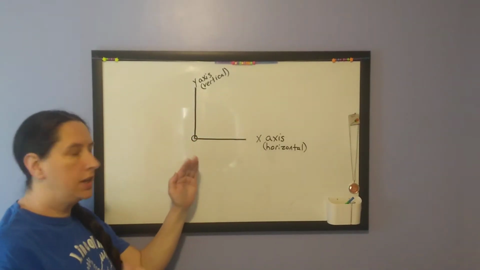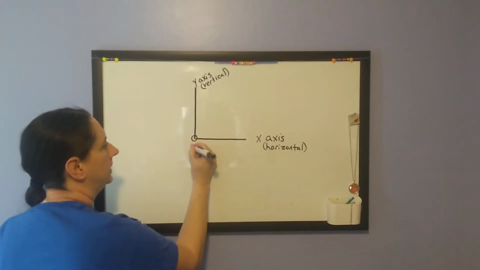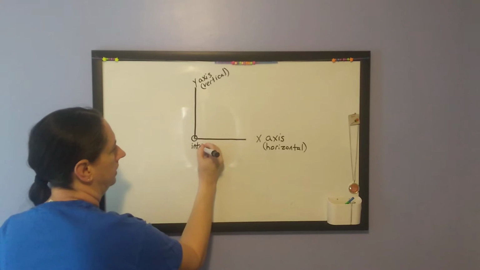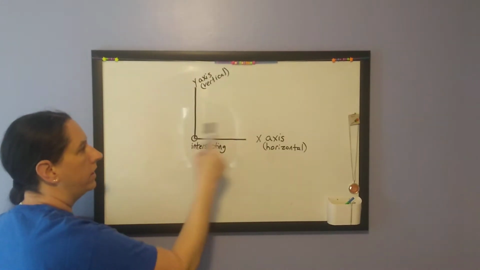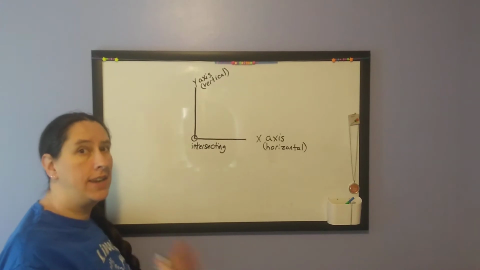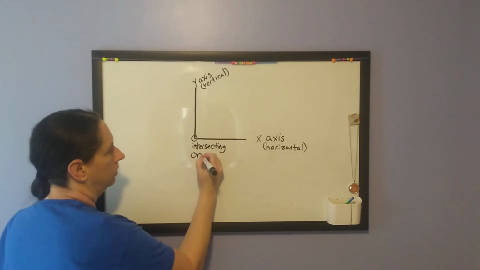This point down here, where they're both meeting, is called intersecting. And where the x and the y-axis intersect has a special name. It's called the origin.